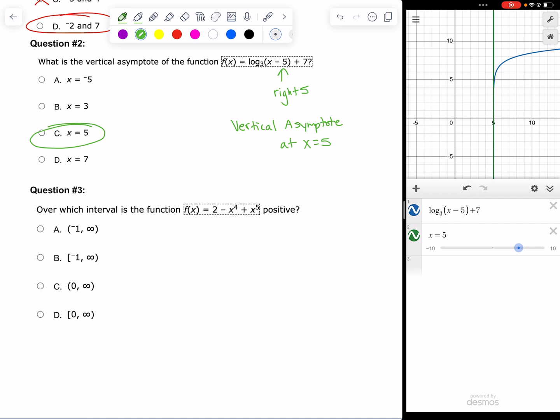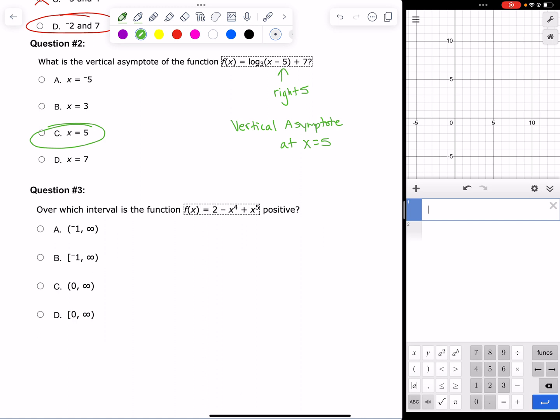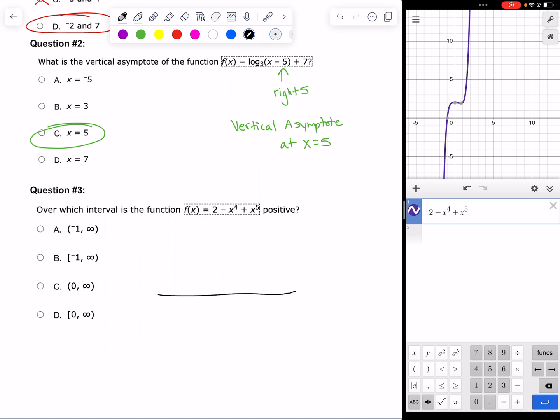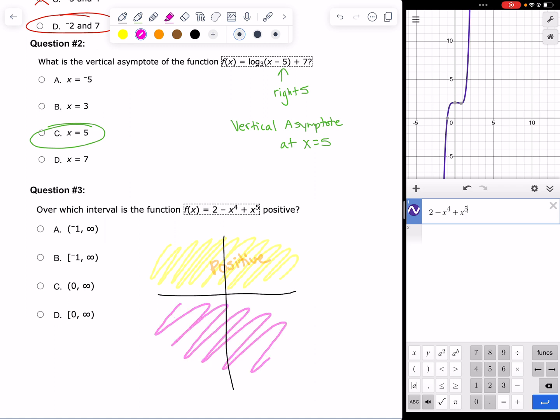Okay, moving on to number 3. Over which interval is the function 2 minus x to the 4th plus x to the 5th positive? So let's give that one a whirl. So 2 minus x to the 4th plus x to the 5th. Okay, so positive and negative we've talked about before. Positive is anything above the x-axis. That is considered positive. And then anything below the x-axis is considered negative.